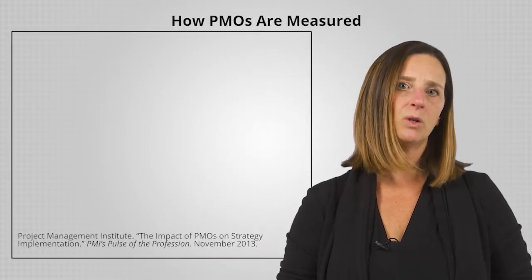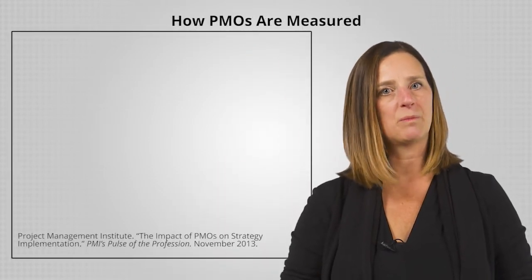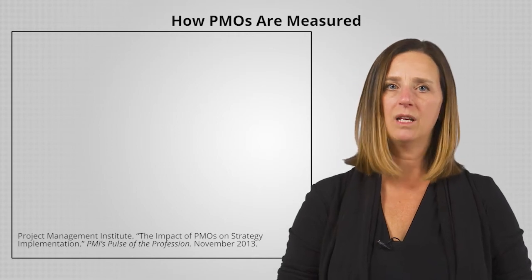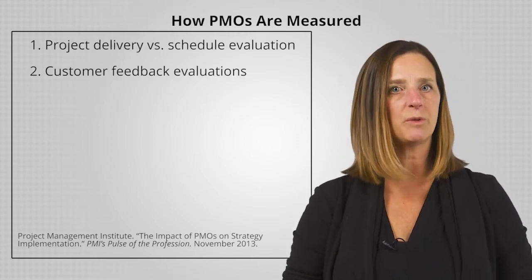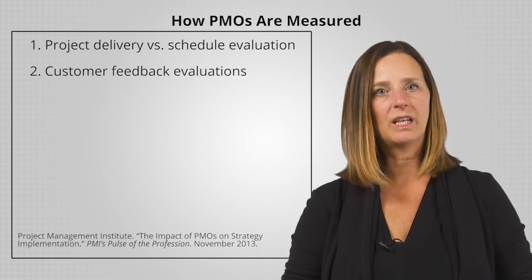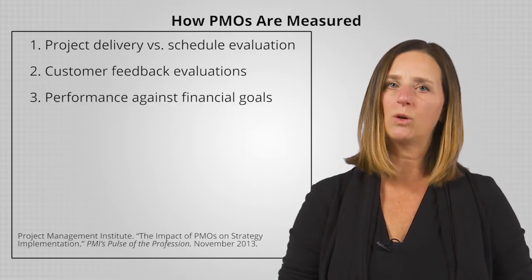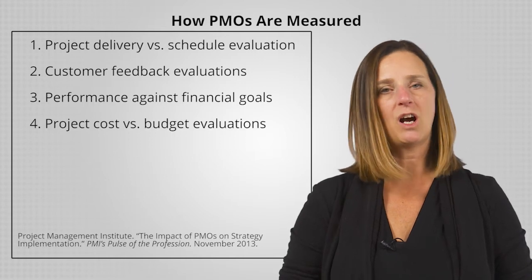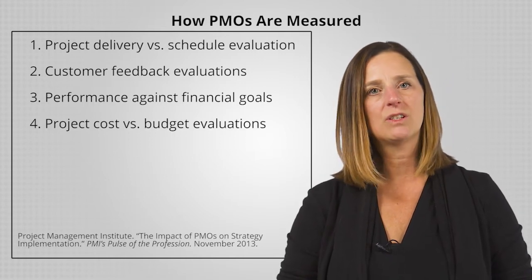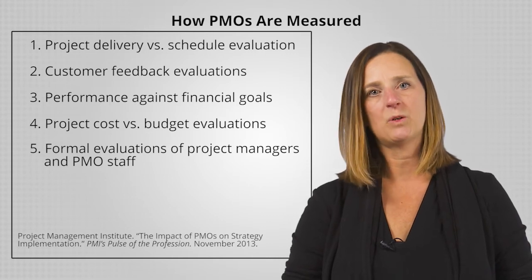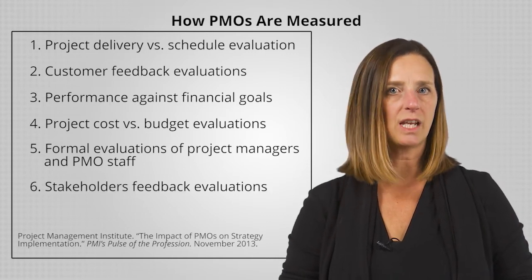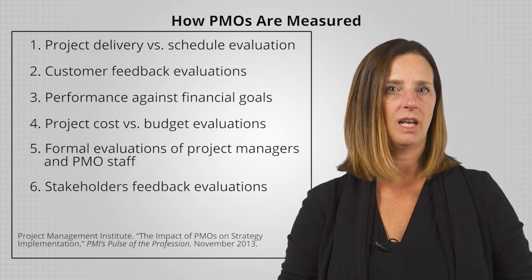According to the PMI Pulse of the Profession, most PMOs are measured by the following. 1. Project delivery versus schedule evaluation. 2. Customer feedback evaluations. 3. Performance against financial goals. 4. Project cost versus budget evaluations. 5. Formal evaluations of project managers and PMO staff. 6. Stakeholders feedback evaluations. And 7. Project owner feedback evaluations.